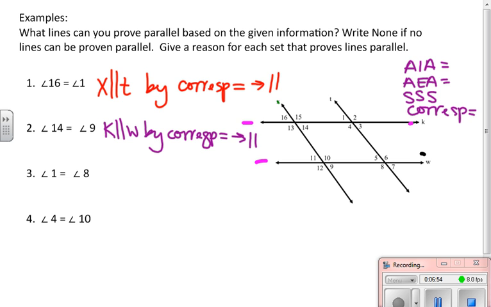Next pair are 1 and 8. So let's trace. That's formed by this angle or this line and this line. Here's my transversal. Those two are on the same side but outside. That doesn't meet any of my criteria. So those two being equal does not prove any lines parallel because it doesn't meet any of our criteria.